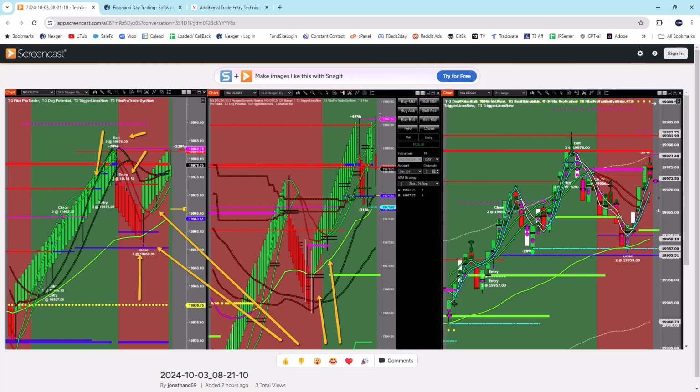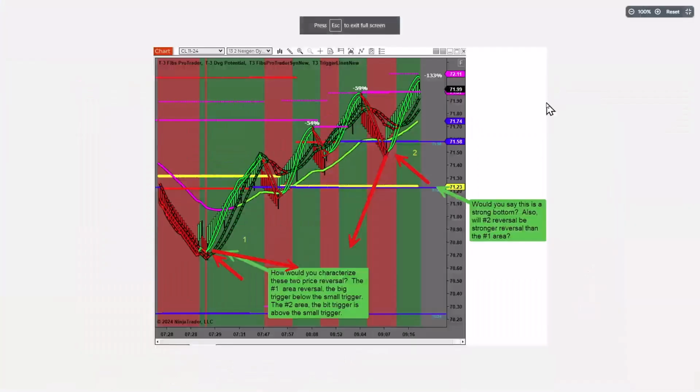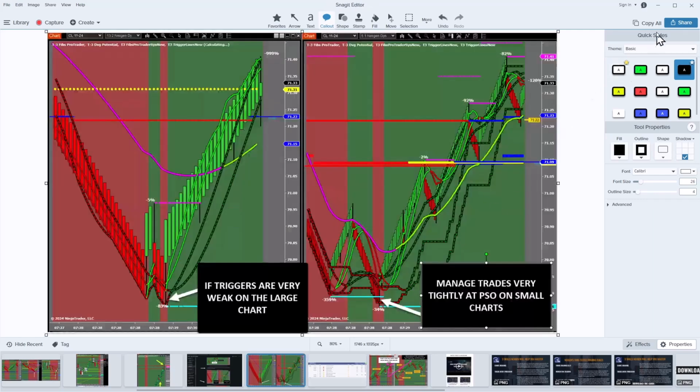Let me keep going here with your pictures. All right. Cheetah, you had a question. Would I say this is a strong bottom? No. So, there's a couple of things over here, Cheetah. I put this picture in here earlier this morning, believe it or not, for that exact spot. I don't know if you saw it or not. But look, here's the picture for your question.